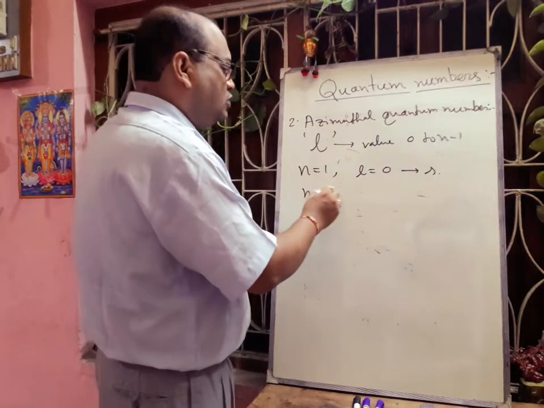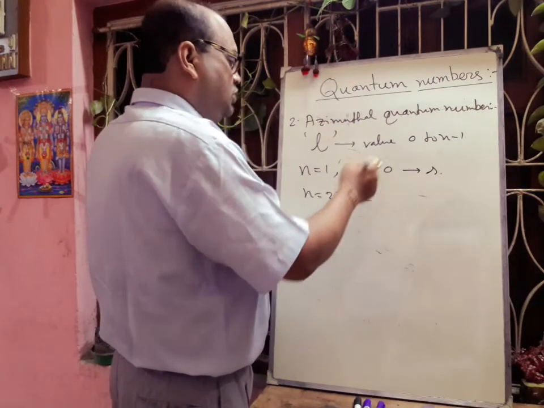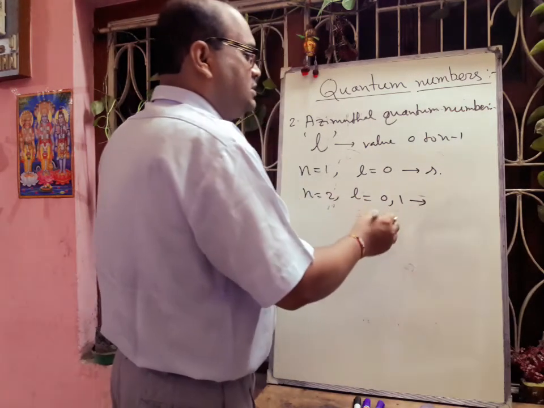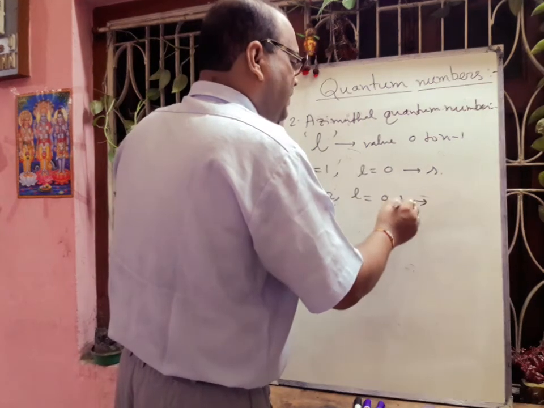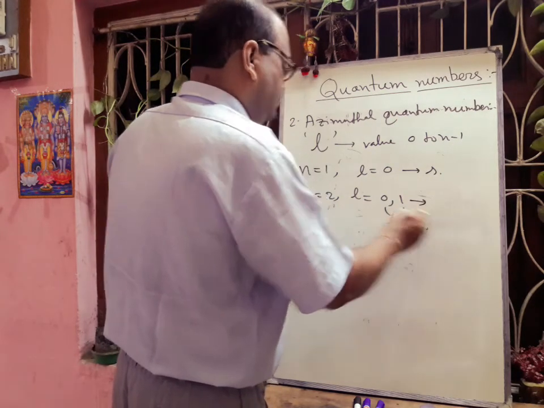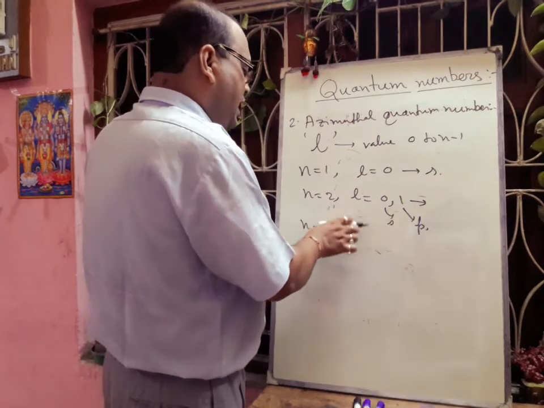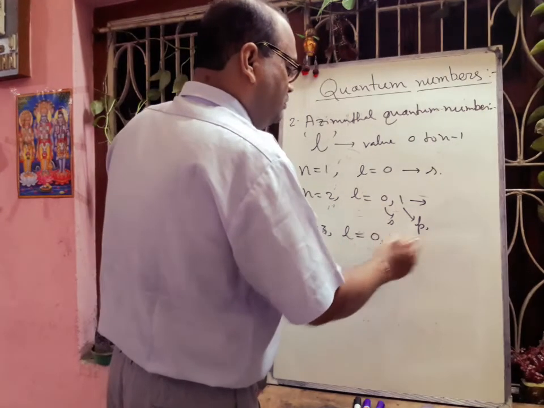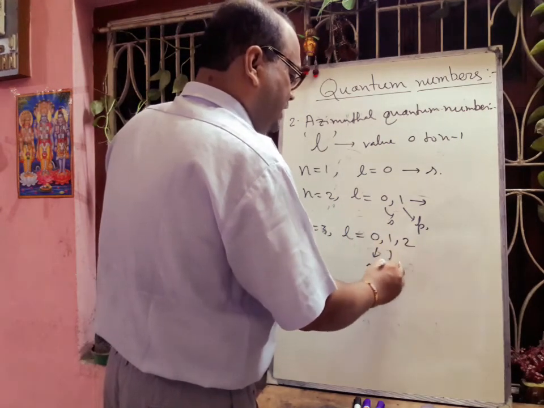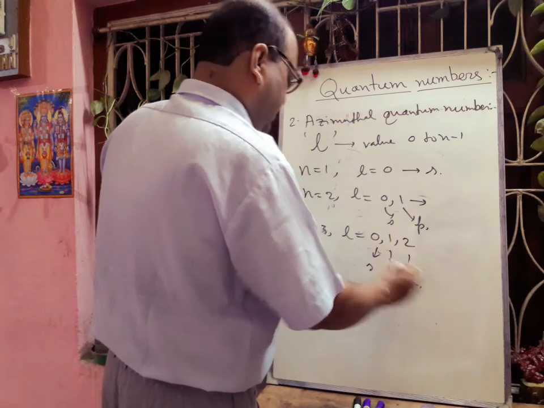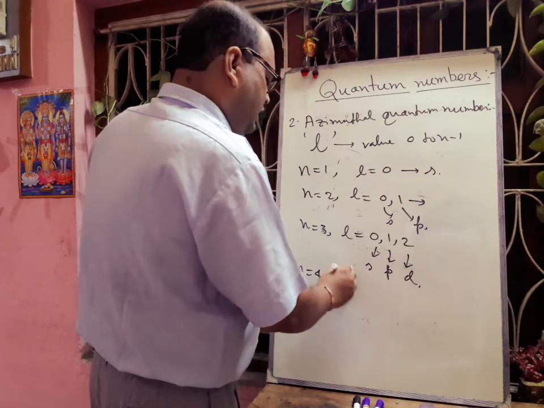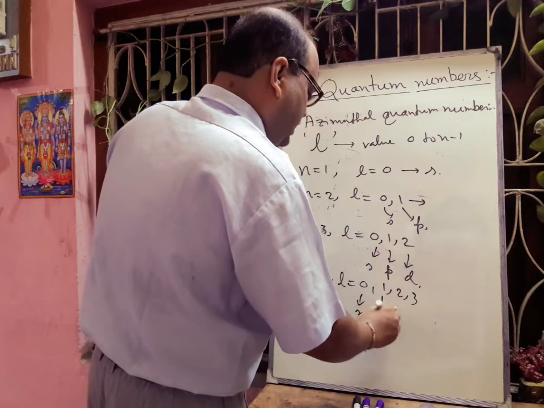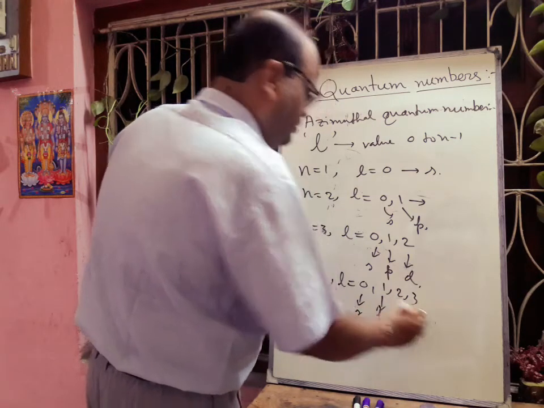When n is equal to 2, there may be two values, 0 to n minus 1. That means one value will be 0, another value will be 1. So 0 represents the s orbital and 1 represents the p orbital. When n is equal to 3, l has values 0, 1, 2. 0 indicates the s orbital, 1 indicates the p orbital, and 2 indicates the d orbital. When n is equal to 4, then the l values will be 0, 1, 2, 3. So it is the s orbital, p orbital, d orbital and f orbital. Hope you can understand.